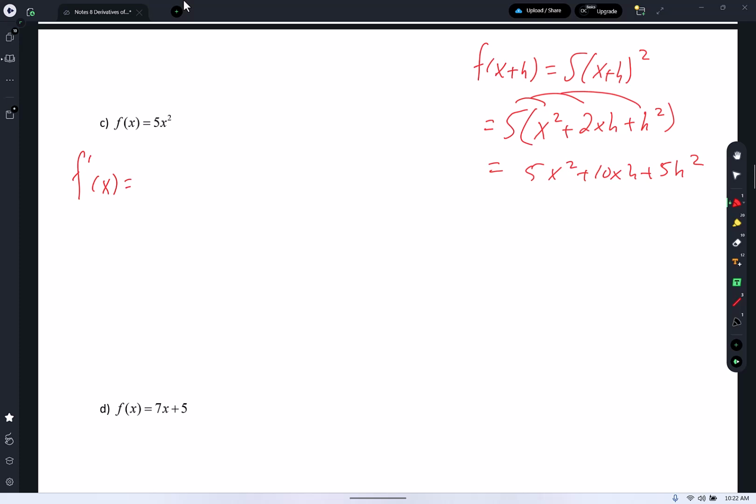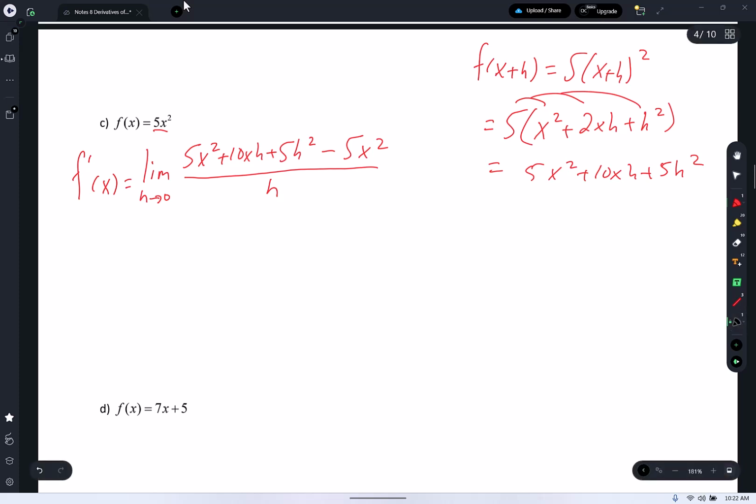All right, here we go. Limit as h approaches 0 of this expression, 5x squared plus 10xh plus 5h squared minus 5x squared, all over h. All right, ready, Ortiz? What do I cancel out first? Heck yeah, you do. 5x squared, 0 out first.